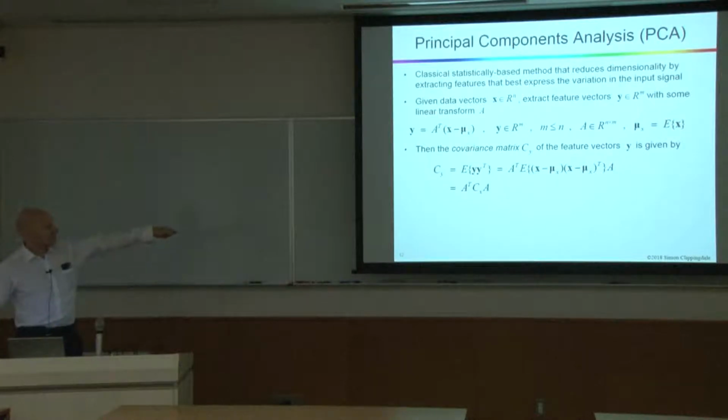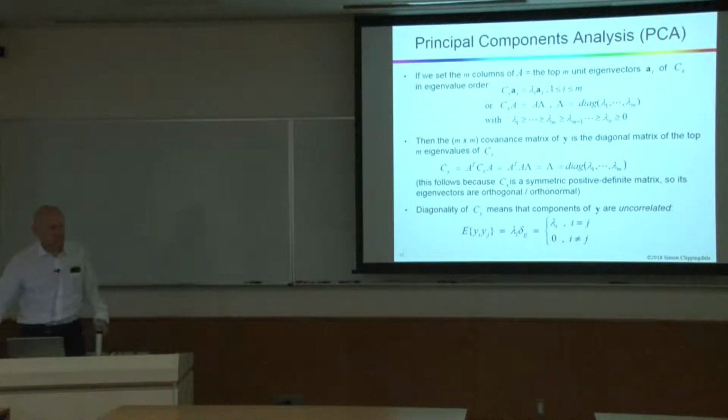And briefly, the covariance matrix of y turns out to be, if you substitute this formula for y into here, the transformation matrix appears at the front and the back, and this thing in the middle here is basically the covariance matrix of the input signal.